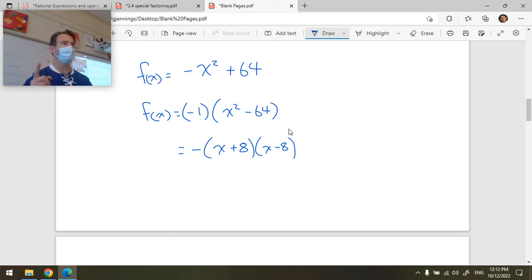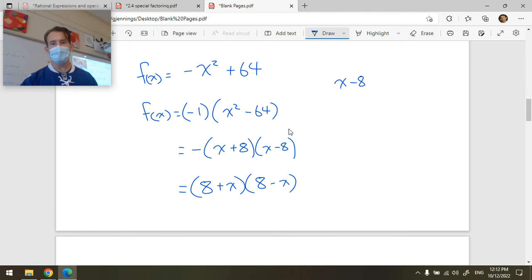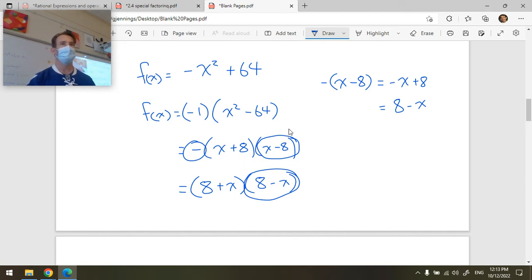And you'll find that's exactly the same thing as the other way that we wrote it over there, which was 8 plus x times 8 minus x. Okay, why are these the same? If I have x minus 8, but it's negative, well, let's distribute that negative in. Negative x plus 8, and let's rewrite it a new way, 8 minus x. 8 minus x is the same thing as x minus 8 times minus 1. So they're the same.